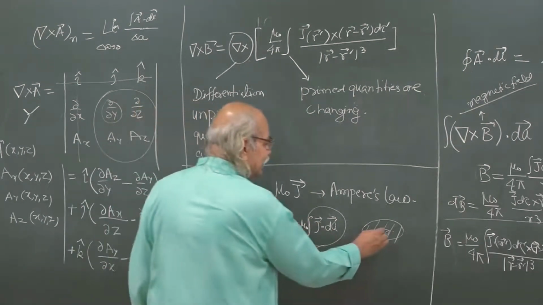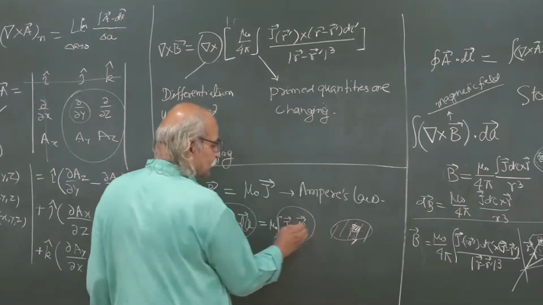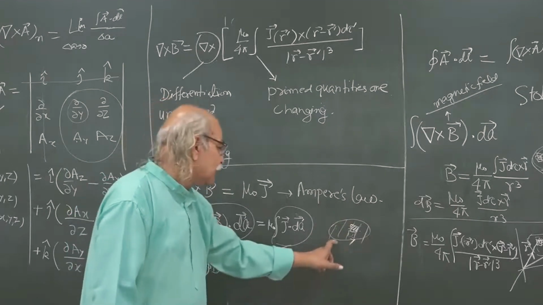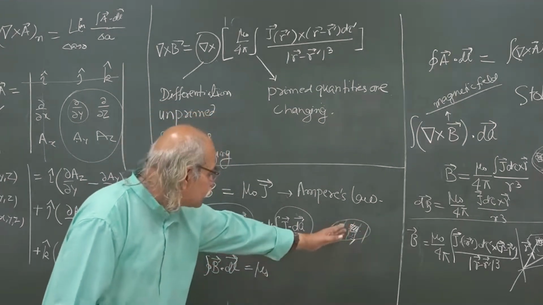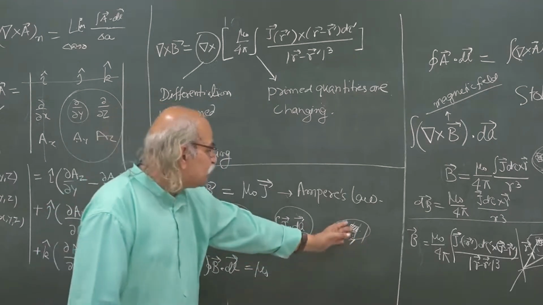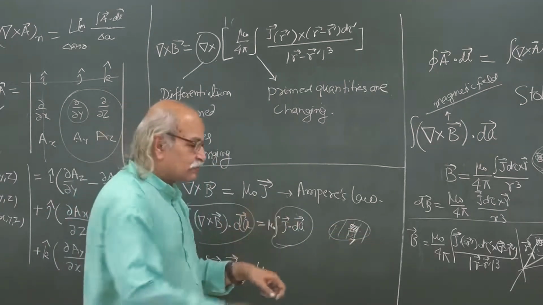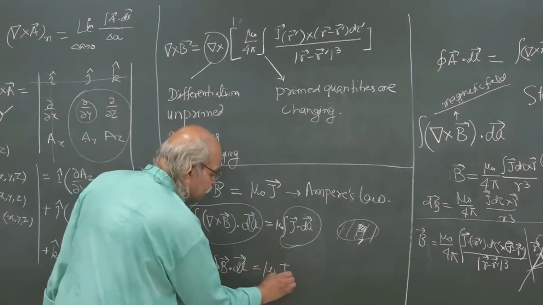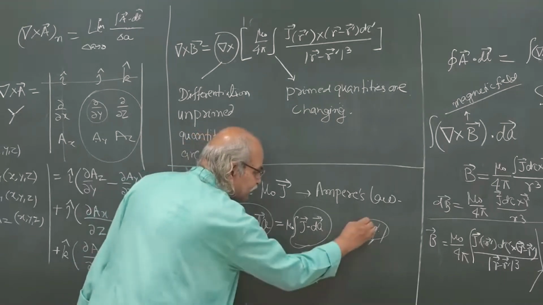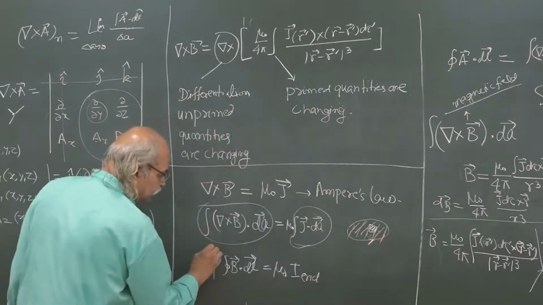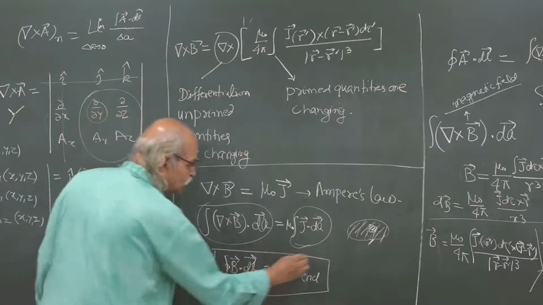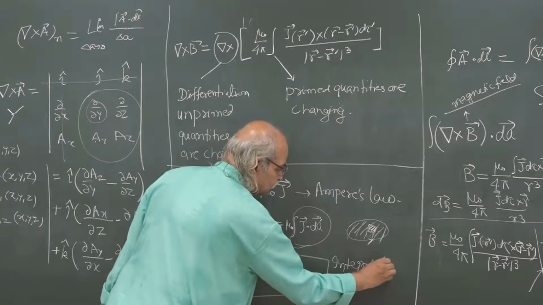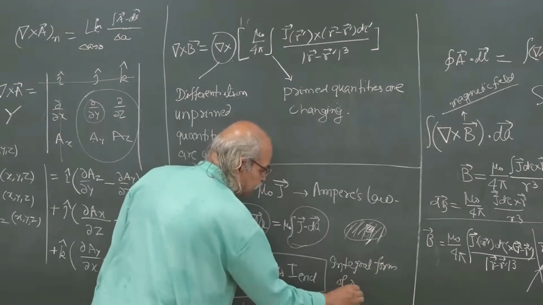So, for each dA, this J dot dA tells you how much is the current coming out of this surface, and if your arrow is this way, the positive direction of J will be coming out of the board, as usual, and from here you see it is anti-clockwise. So, this is the total current which is enclosed inside this area. This is another form of Ampere's law, the integral form of Ampere's law.